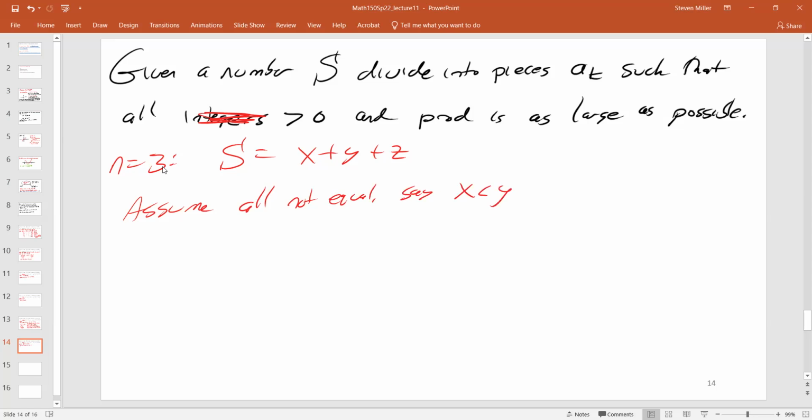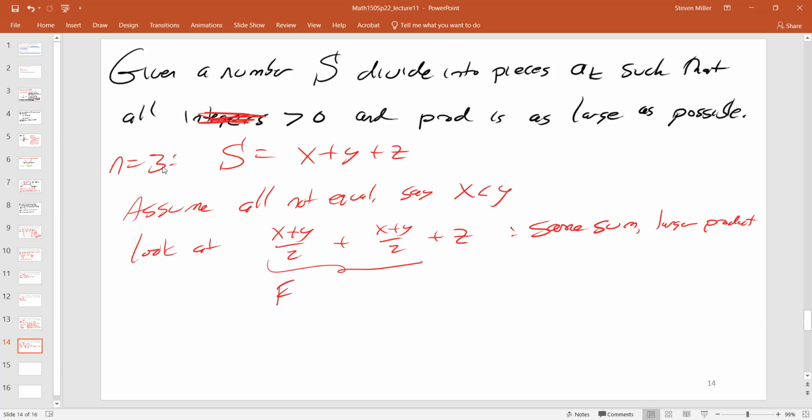Say x is less than y. Then look at (x plus y)/2 plus (x plus y)/2 plus z. Same sum, larger product. Because that's just the Farmer Brown problem. We just did the Farmer Brown problem on x plus y. On a known semi-perimeter, it's best when they're equal. So if x and y are not equal, we can make things larger by just replacing them with the average.